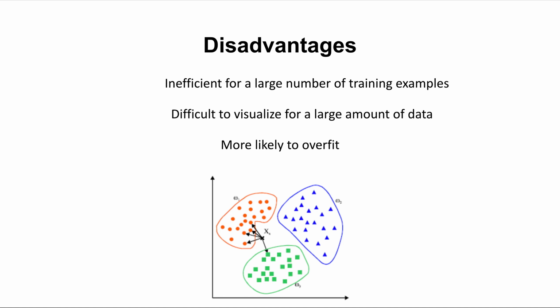What are some of the disadvantages of k nearest neighbors? It's that it doesn't scale well. Similar to random forest models, I think these 2 types of models have issues when it comes to scaling with a lot more data. In other words, it's inefficient for a large number of training examples. Another disadvantage, similar to the random forest model, is that it's difficult to visualize for a large amount of data.